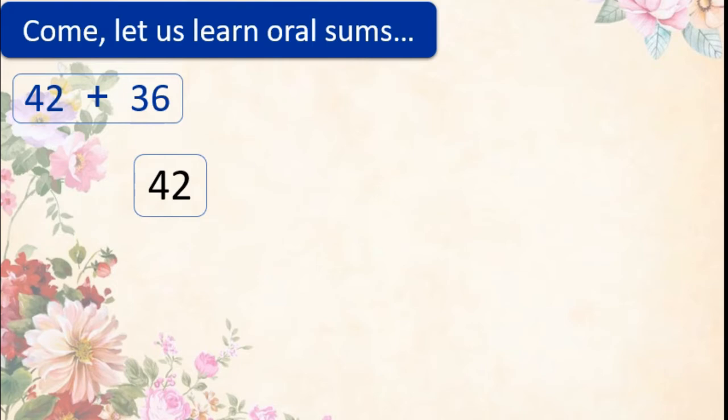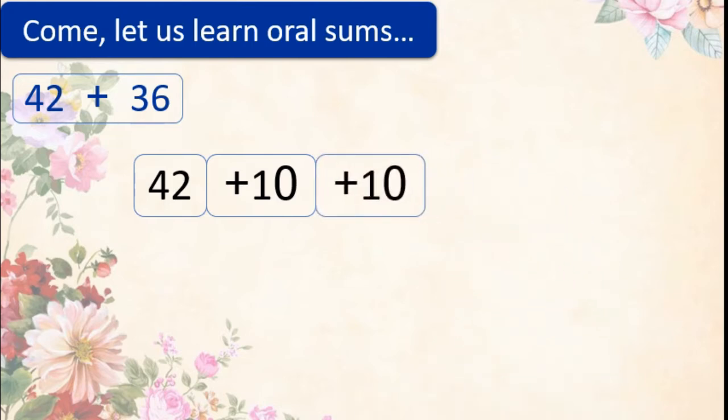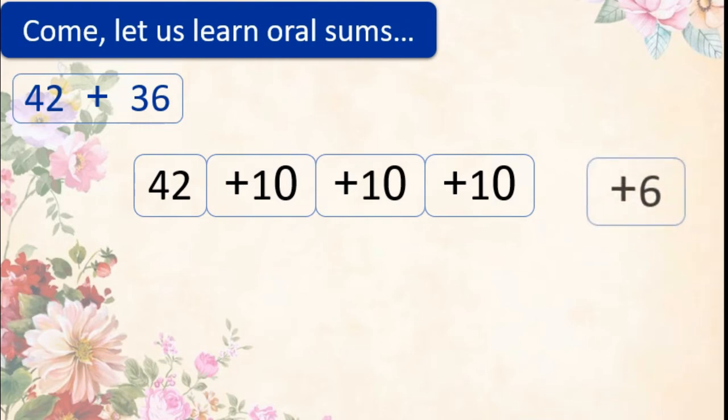See, 36 means 30 plus 6, correct? Now here also we will divide 30 into 10, 10 and 10. See here. Now first 10, 42 plus 10, this is second 10. You know that 30 has 3 tens, correct? And what remained? 6 units remain, isn't it? So plus 6 we will write.